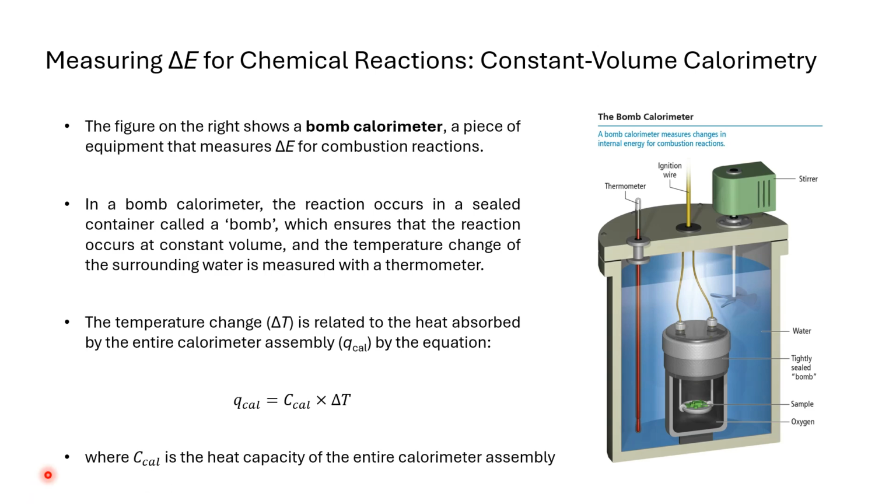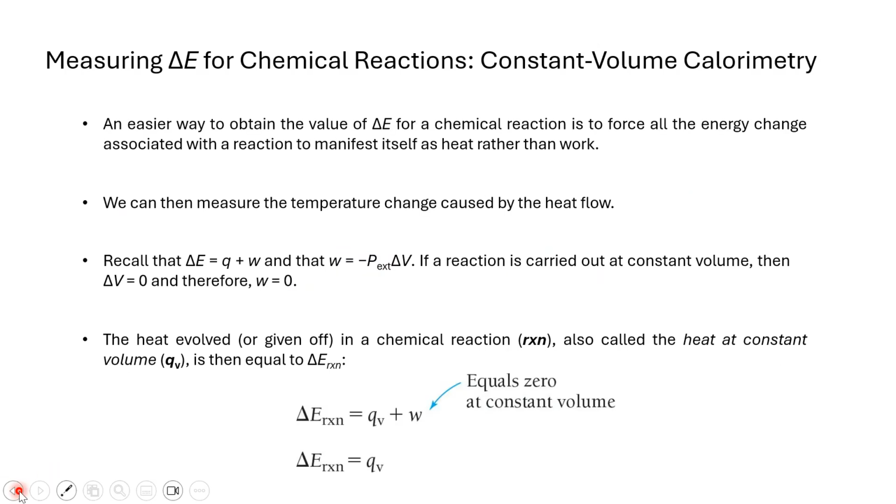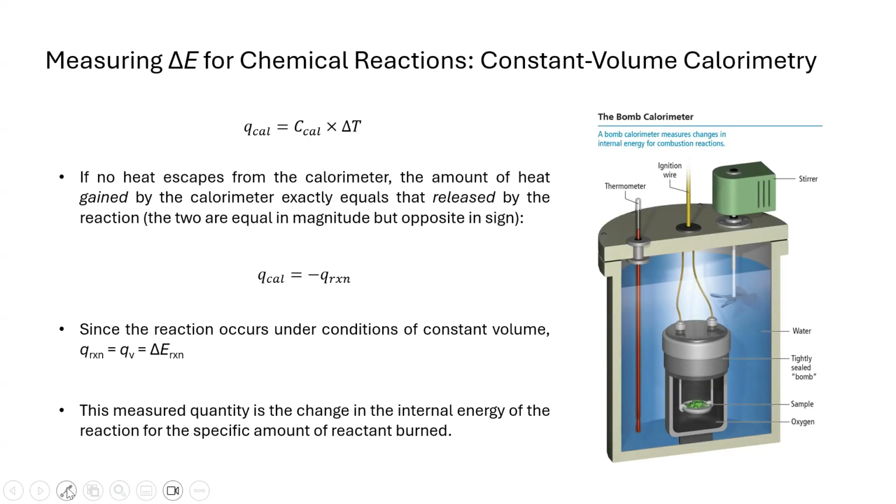And you can go back to the other slide. We said this earlier, how delta E of a reaction is equal to QV, the heat at constant volume, which is also the Q of the reaction. So this measured quantity is the change in internal energy of the reaction.